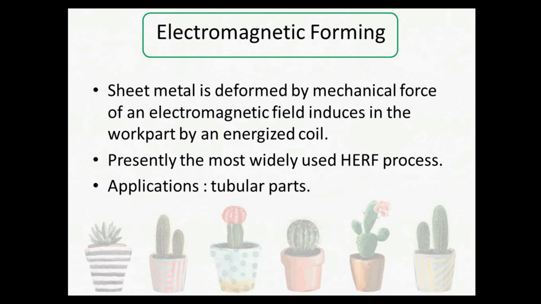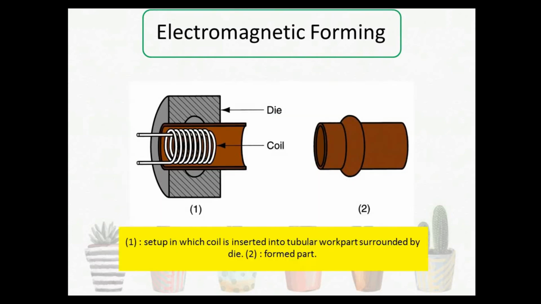Electromagnetic forming is where sheet metal is deformed by the mechanical force of an electromagnetic field induced in the work part by an energized coil. Presently, it is the most widely used HERF process, and the application of electromagnetic forming is tubular parts. This is the setup in which the coil is inserted into the tubular work part surrounded by a die. Number 2 is form part.